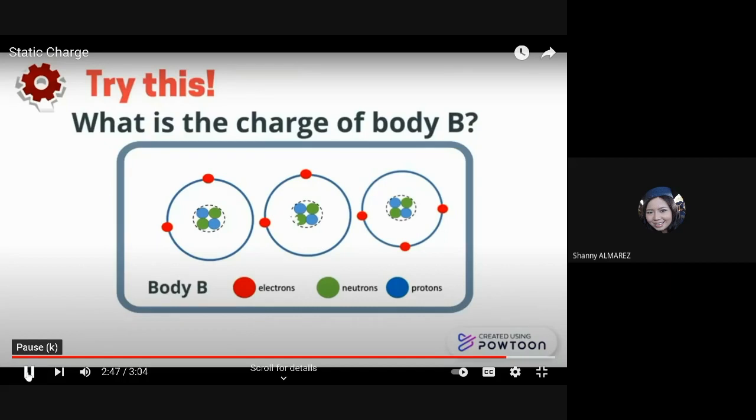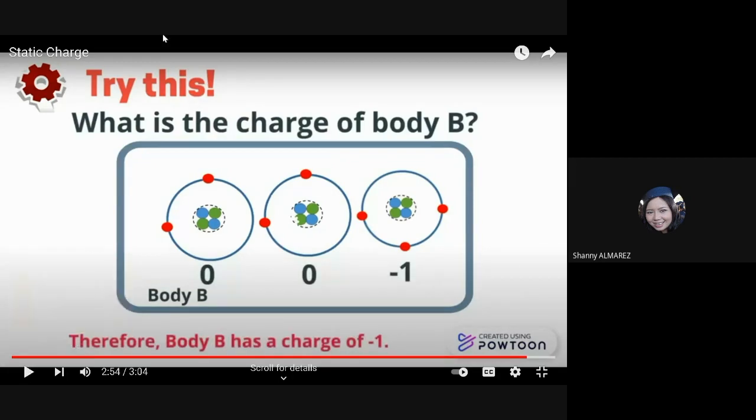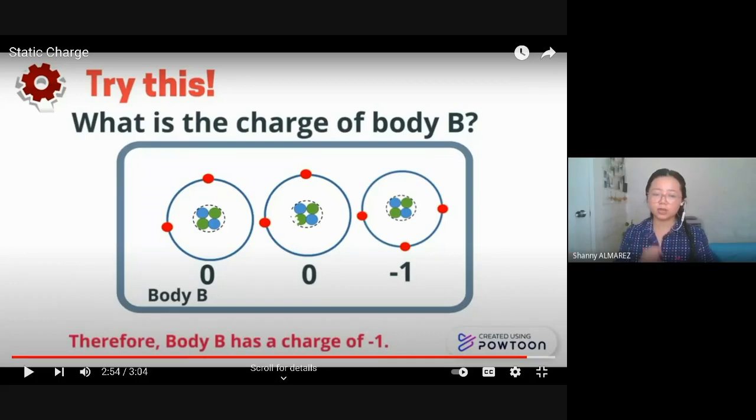Based on the illustration, what is the charge of body B? The answer to this is negative 1, and okay, so you got it correctly. If you will refer to the illustration, the first atom has an equal number of protons and electrons, so 0. Second atom, same lang, 0 ulit. Then the third atom has an extra electron, which will give us a value of negative 1 coulomb. Okay? So I think nakuha nyo na yung concept nito.